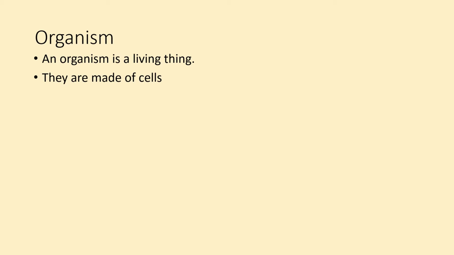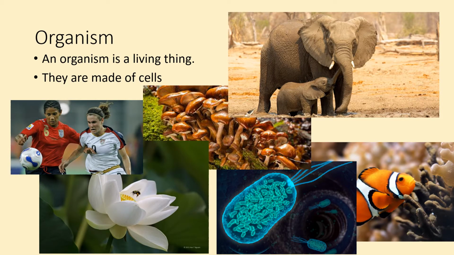Organism is our first key word in this topic. An organism is a living thing and they are all made of cells. These are all examples of organisms. So we've got human beings, mushrooms, fungi, beautiful elephants. We've got a clownfish swimming around among the corals, which don't look too healthy. We've got some bacteria with their flagella. We'll come back to those in the unicellular organisms lesson. And we've got a beautiful lotus flower being pollinated by a bee there. So they're all organisms made up of cells.